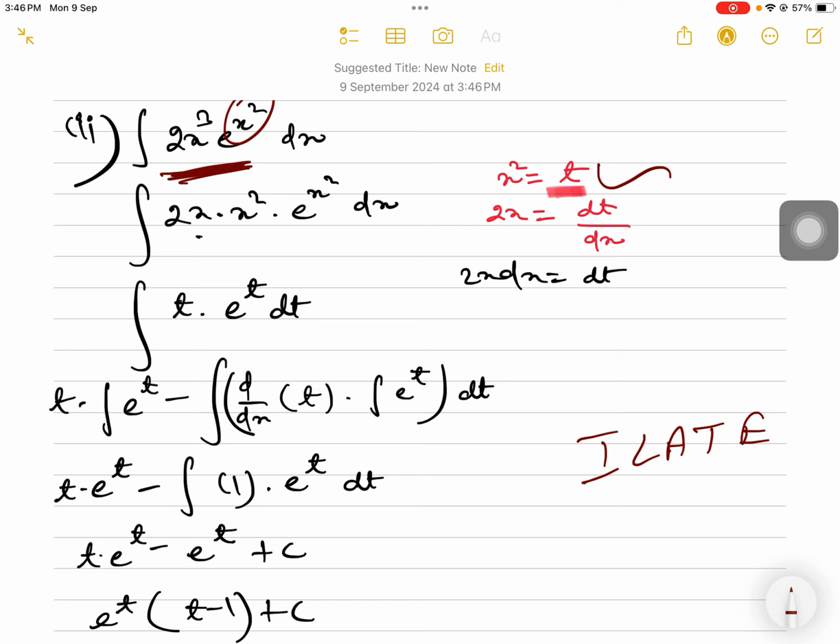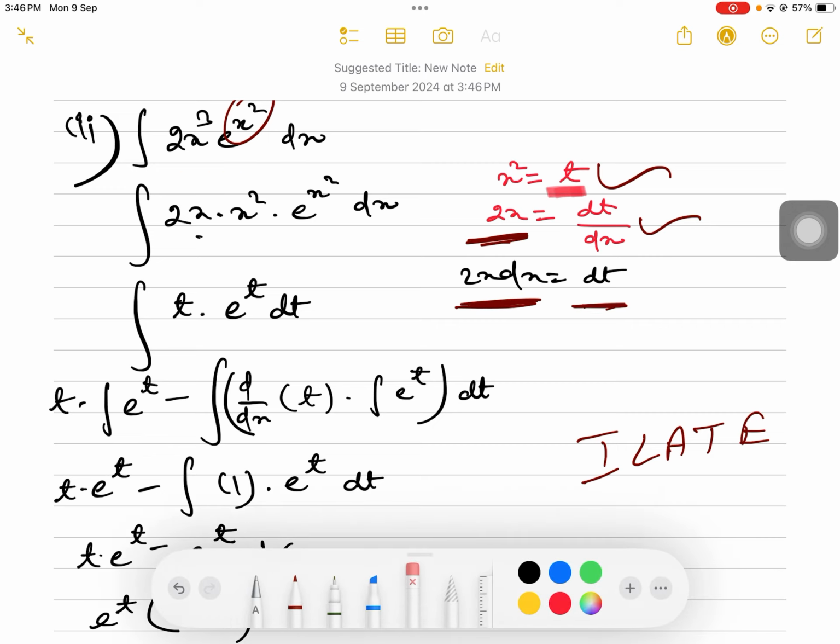So when we differentiate, what will we get? We will get 2x equals dt by dx. So 2x dx equals dt. Now from 2x cube I can separate 2x, and then dx also I have. So 2x into dx, that value I have got as dt. So now what is left?